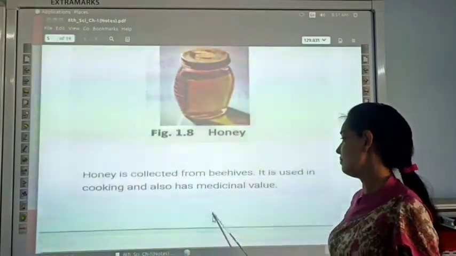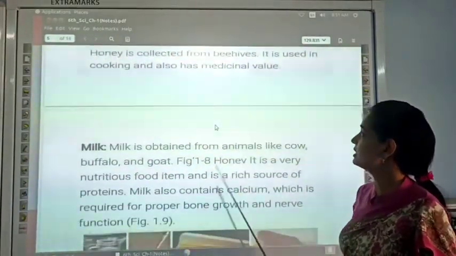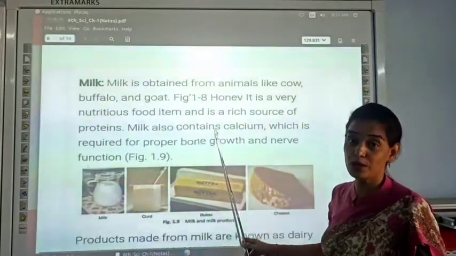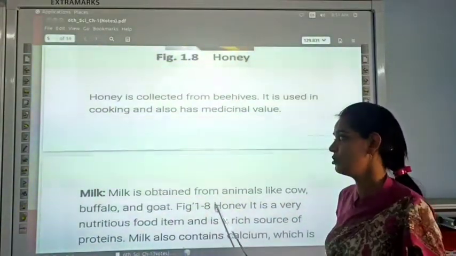Honey is collected from the beehive. It is used in the cooking and also has medicinal value. Aapko pata hai na, medicinal value aur face scrub wagaira bahut saari cheezein.